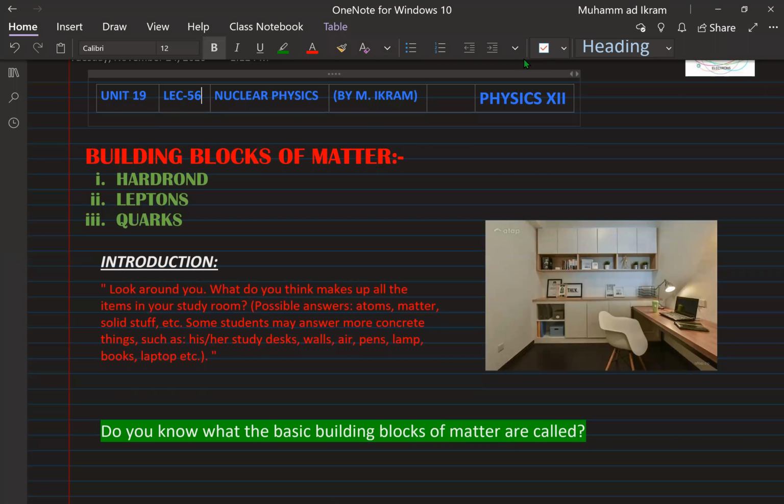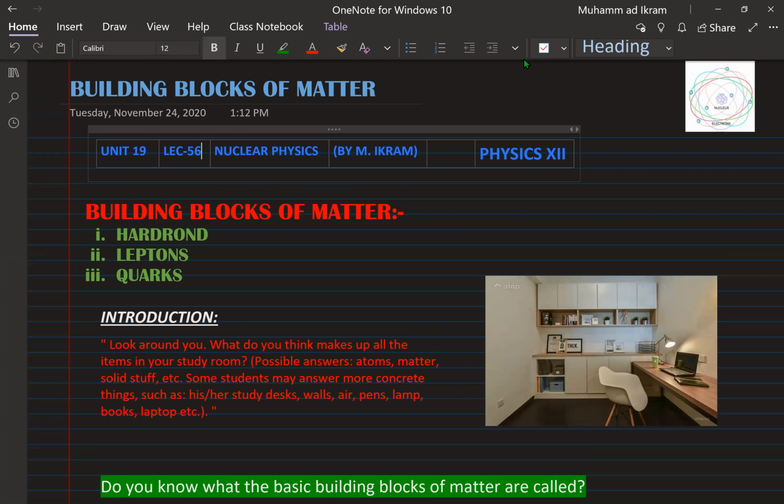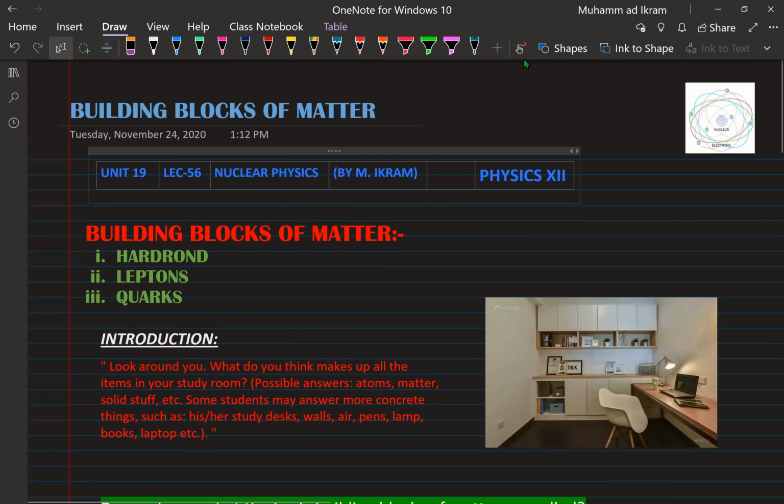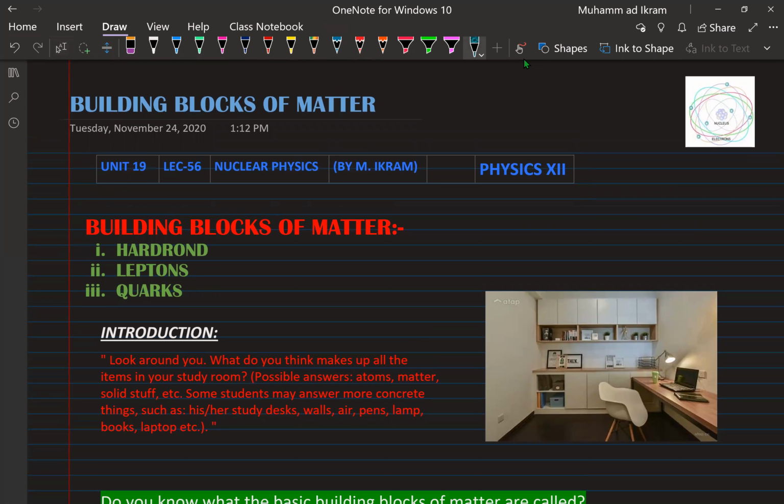The building blocks of matter, there are a few important points which I want to explain to you, and most probably I already explained to you if you remember my very beginning lecture when I was introducing to you the electricity. At that point I told you about the classification of matter, that what is matter made of.